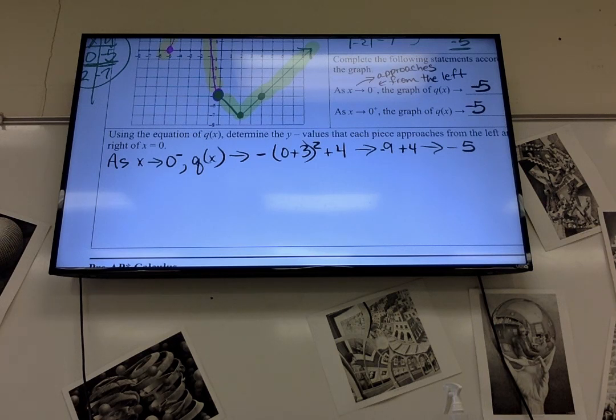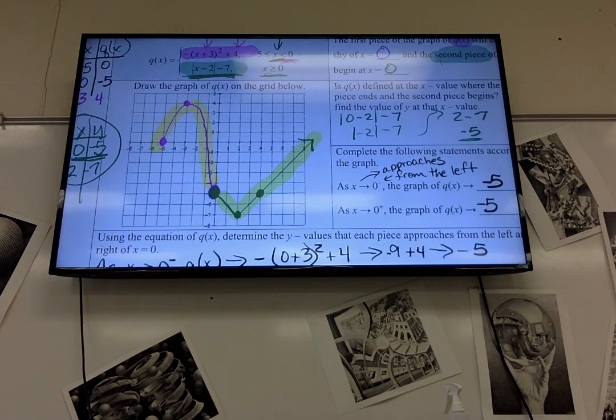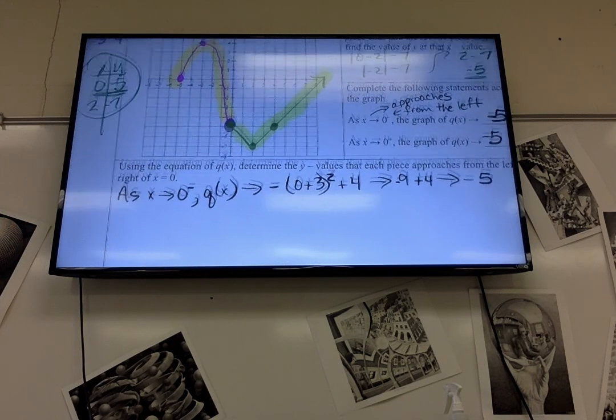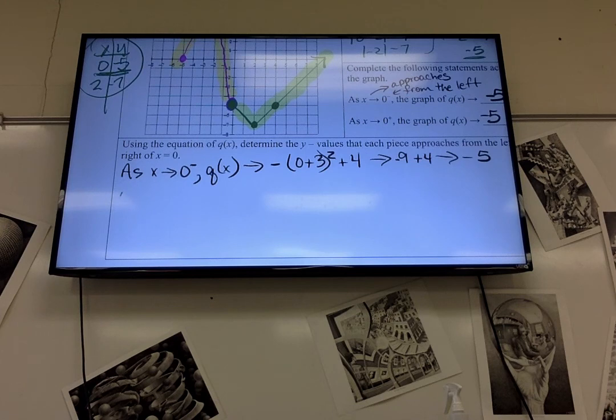We just know if I'm to the left of that number, I use that top equation because x is to the left of 0. And x is less than 0 there. So that would be to the left. On the next one, as x approaches 0 from the right, q of x is going to be the other equation.